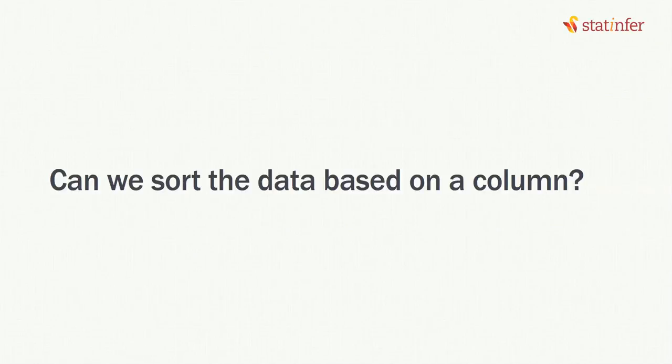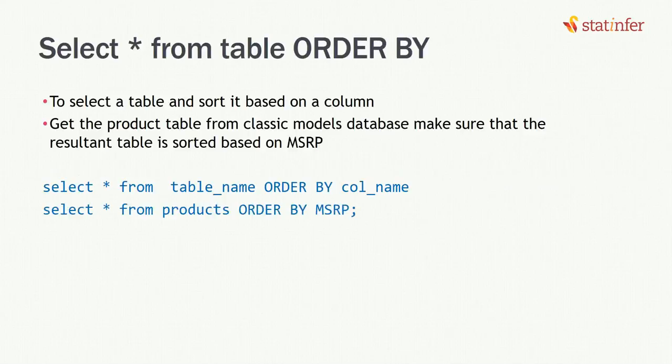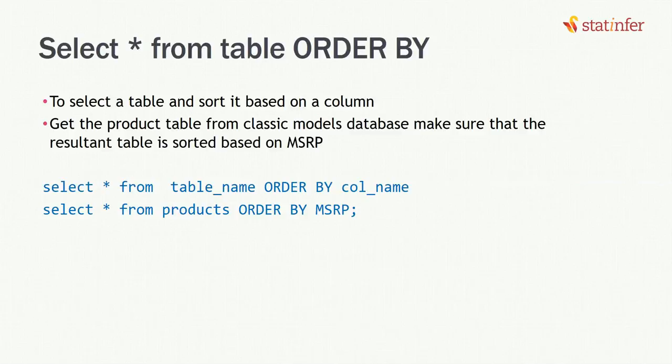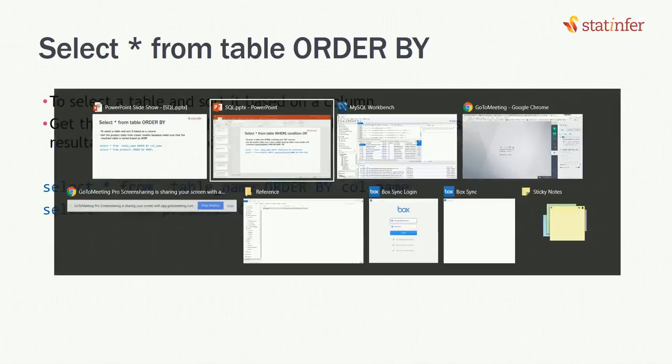Sorting. Can we sort the data based on a column? Earlier we told select star from table is the mantra. So select star from table and we just say order by column name. Let's say select star from products, and you want to order by MSRP. So we want to sort it, right? Sorting is also known as ordering. So select star from table name, order by column name. The column name is MSRP, so by MSRP we want to sort it. Let's see how it is done.